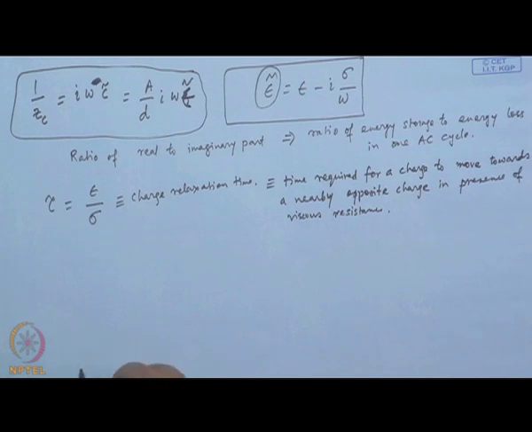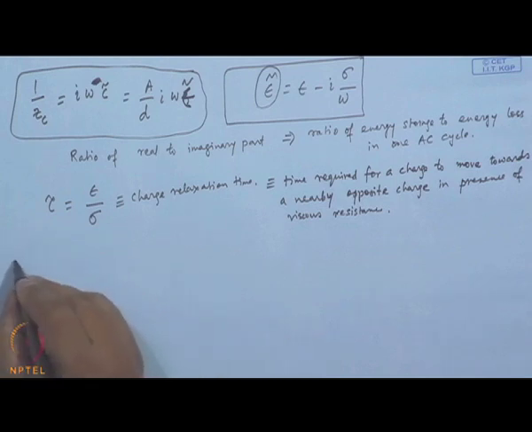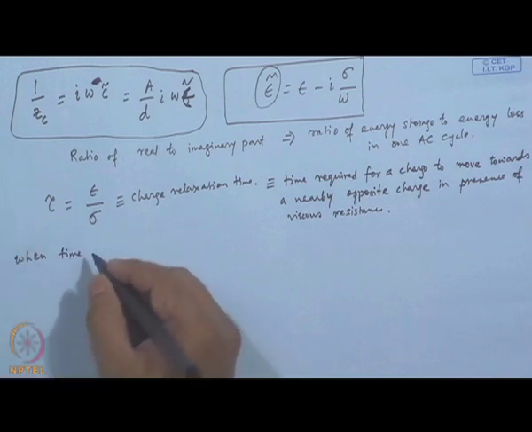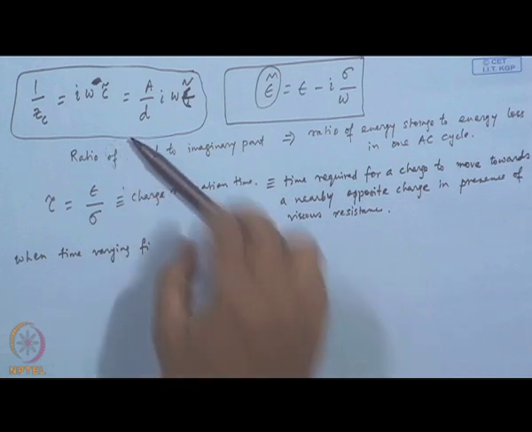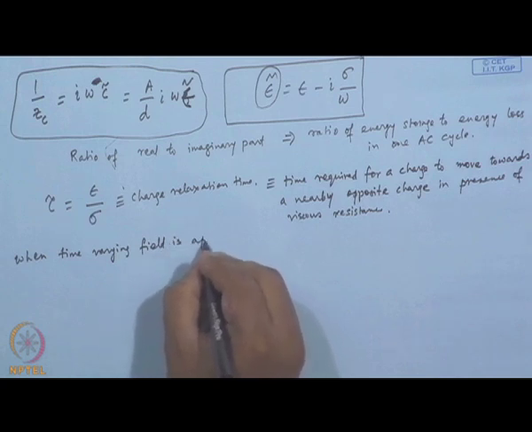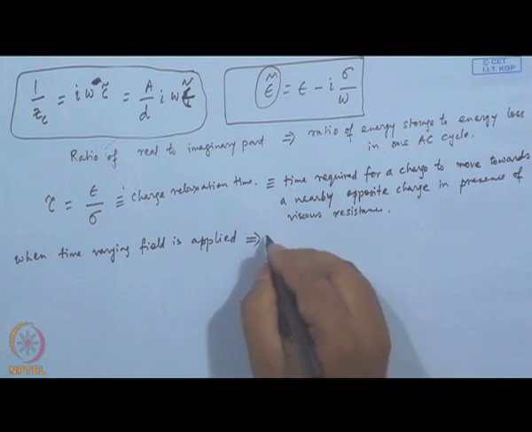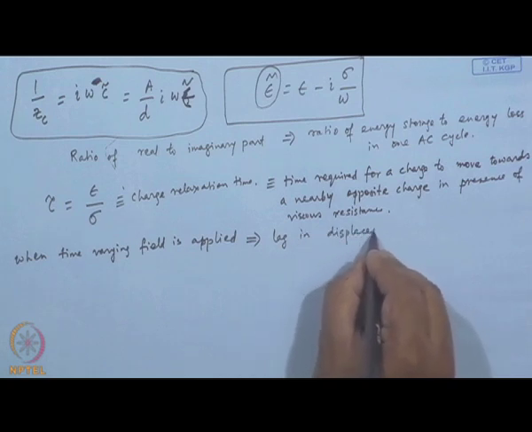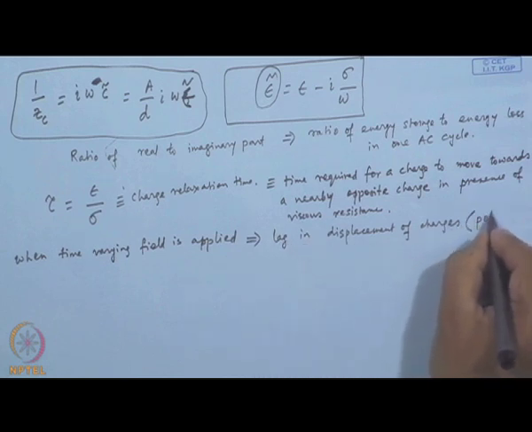Now, when it comes to the frequency, if we try to summarize what we are doing: when a time varying field is applied, because of this RC mechanism present, there would be a lag in displacement of charges. This displacement of charges you refer to as polarization.